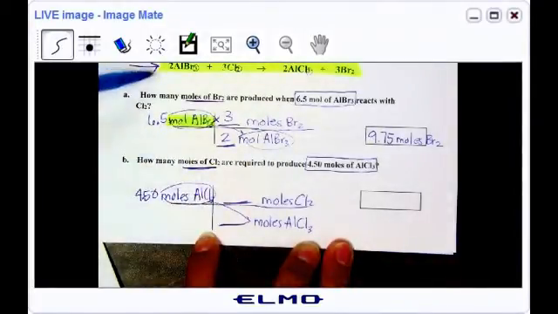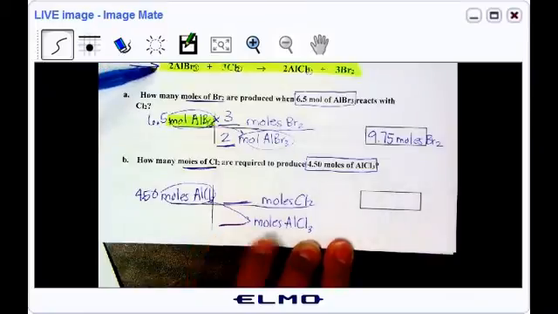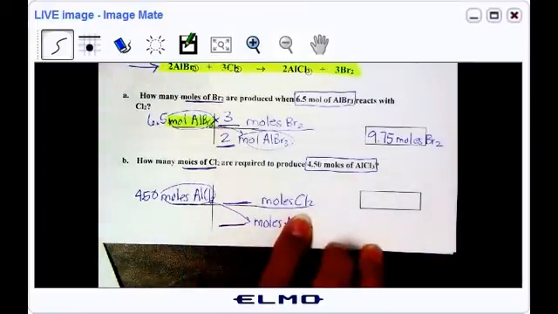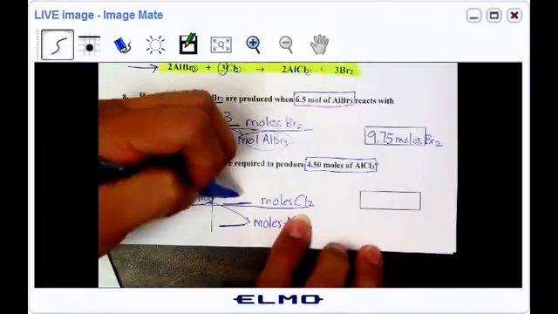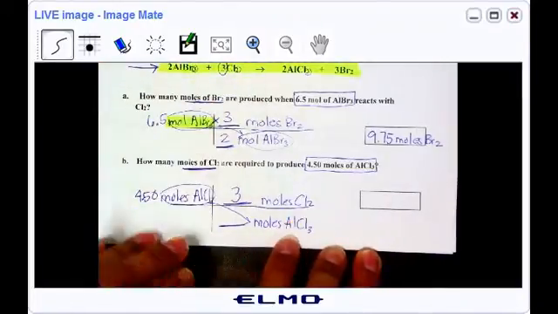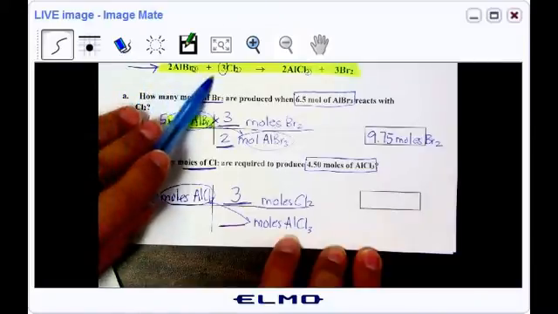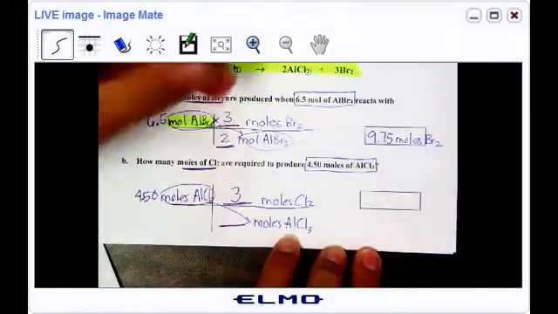It's going to be the coefficients from the original equation. So find Cl2 up top. Yep, here we go. The coefficient is 3. Next, find AlCl3. Find the coefficient. Coefficient is a 2.